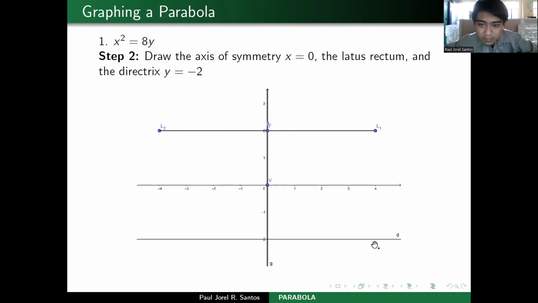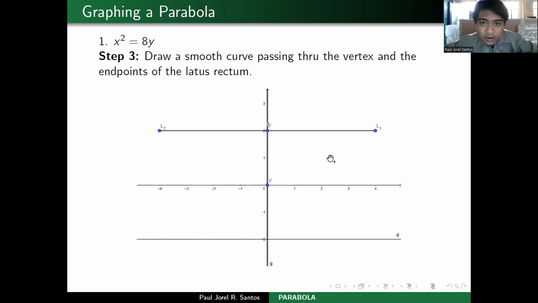The directrix is denoted by D, as you can see on the label below. The latus rectum is the line that passes through the focus and is perpendicular to the axis of symmetry. After doing so, draw a smooth curve passing through the vertex and the endpoints of the latus rectum. That will make our parabola. That is our step 3. And here we have the parabola x squared equals 8y, that opens upward.